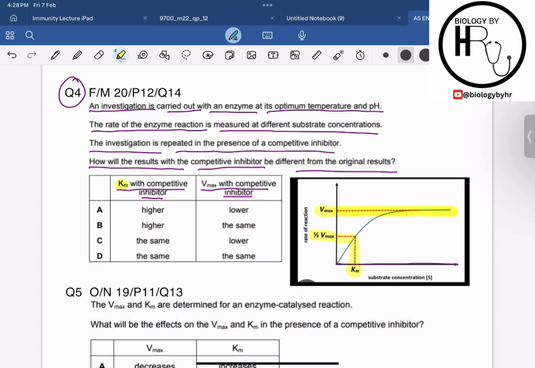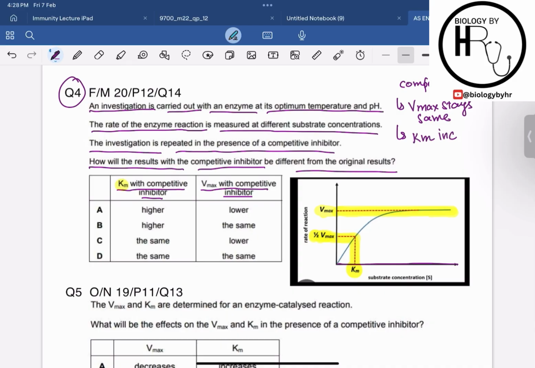This is the Vmax, this is the half Vmax. So the substrate concentration at half Vmax is basically the Km over here. Now if I talk about the competitive inhibition, what happens in the competitive inhibition? The Vmax stays the same, and the Km increases, right?